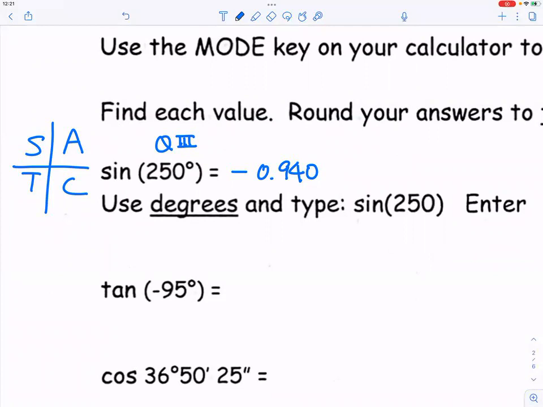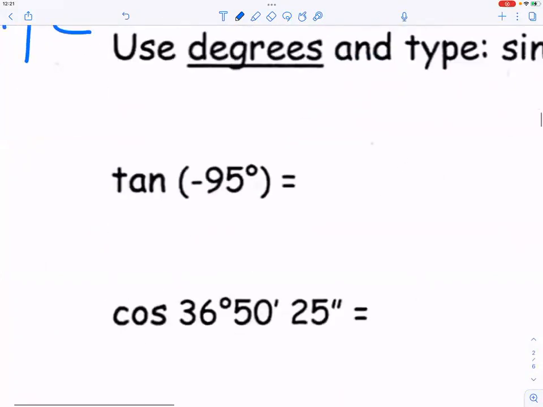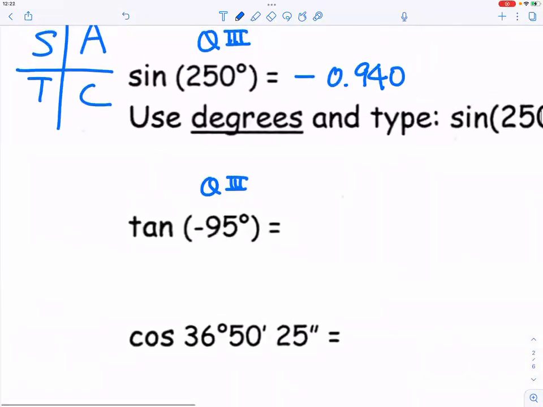So look at this: tangent of negative 95 degrees. What quadrant is this angle in? Also quadrant 3. You go backward a little bit more than 90 degrees, so that goes into quadrant 3 territory. Is it positive or negative? It should be positive because it's tangent. So go ahead and do tangent of negative 95, and that will be 11.430.